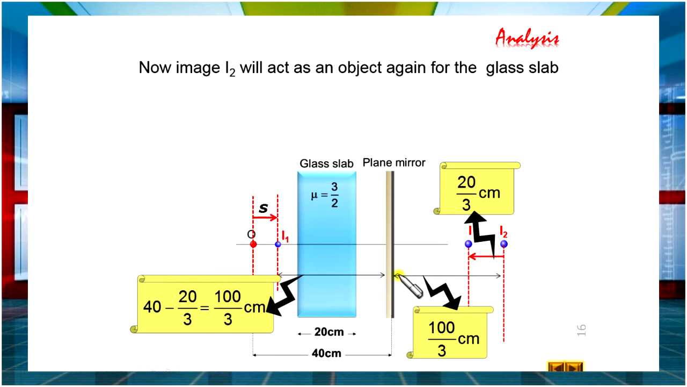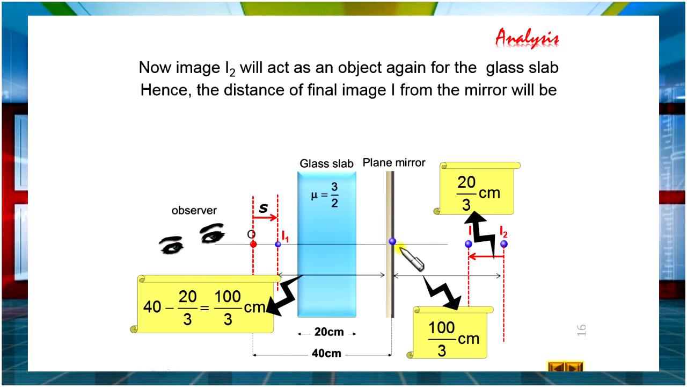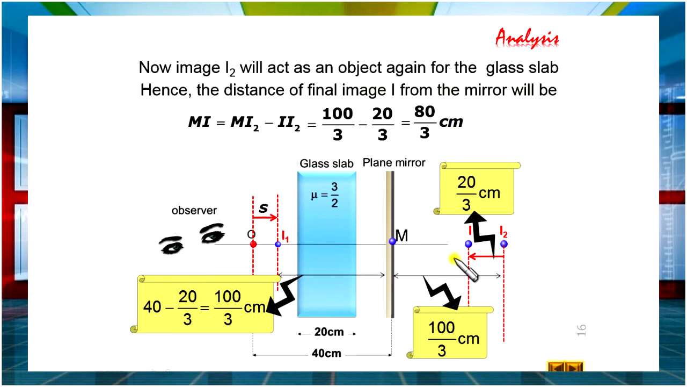this is 100 divided by 3 and this is 20 divided by 3. That means the distance, let us call this position M. This position is M. So this MI, that is the distance of the final image from the mirror, should be equal to MI2 minus II2. II2 equals 20 divided by 3 and MI2 equals 100 divided by 3. So this is equal to 100 divided by 3 minus 20 divided by 3, that is 80 divided by 3 centimeter. That means for this observer, the final image will be at a distance 80 divided by 3 with respect to this plane mirror.